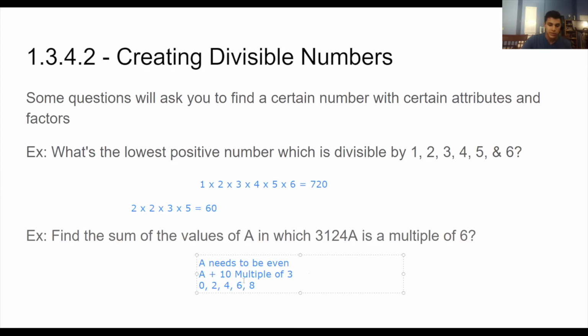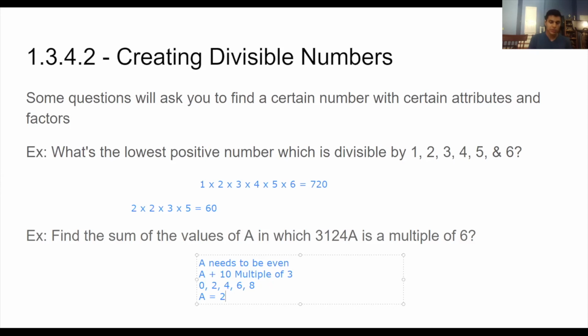So we'll start with 0. A plus 10, or 0 plus 10, is not a multiple of 3 because 10 is not a multiple of 3. So A can't be 0. Next, 2 plus 10 is a multiple of 3 because 12 is a multiple of 3. So A can be equal to 2. So I'll write that down. But don't stop here because we're not done yet. We haven't tried the other values, and there can be multiple values of A for which this works.